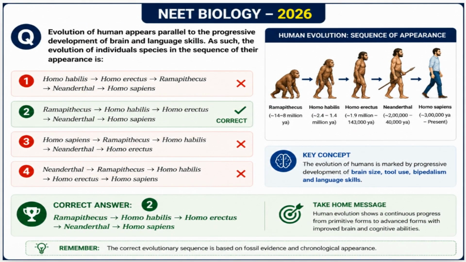Evolution of human appears parallel to the progressive development of brain and language skills. The sequence of their appearance is Ramapithecus, Homo habilis, Homo erectus, Neanderthal, and Homo sapiens.